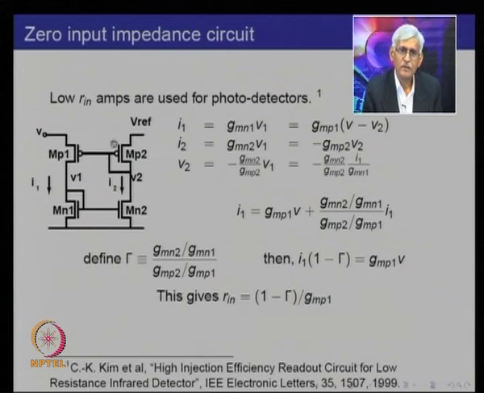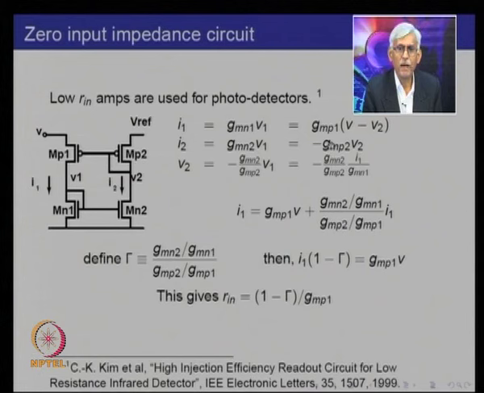Similarly, these two transistors are in series and therefore convey the same current. And this current I2 is given by GMN2 times V1. Look at the n-channel transistor. The gate fluctuation is V1. This is connected diode style here. Therefore, the fluctuation here is V1. And therefore, the fluctuation in current through this transistor is given by I2 equal to GMN2 times V1. Remember, V1 is a small signal fluctuation in voltage, not the DC voltage.